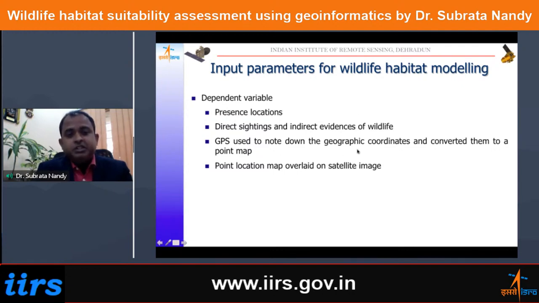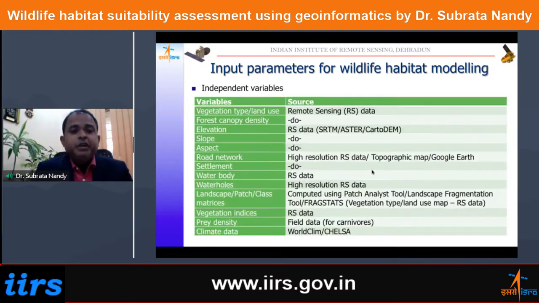So GPS is used to note down the geographic coordinates of either presence location, direct sighting, or the indirect evidence of wildlife. And then the point location map is generally overlaid on the satellite image to identify these points where the animal was sighted or indirect evidence was found.